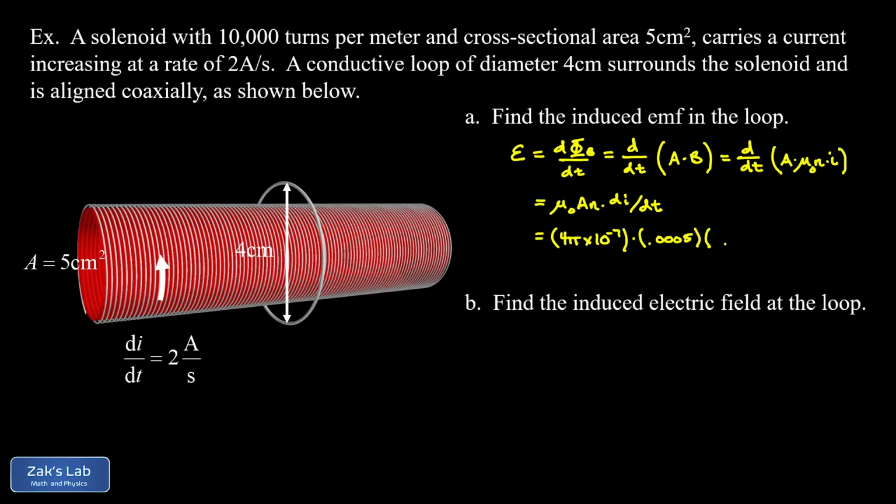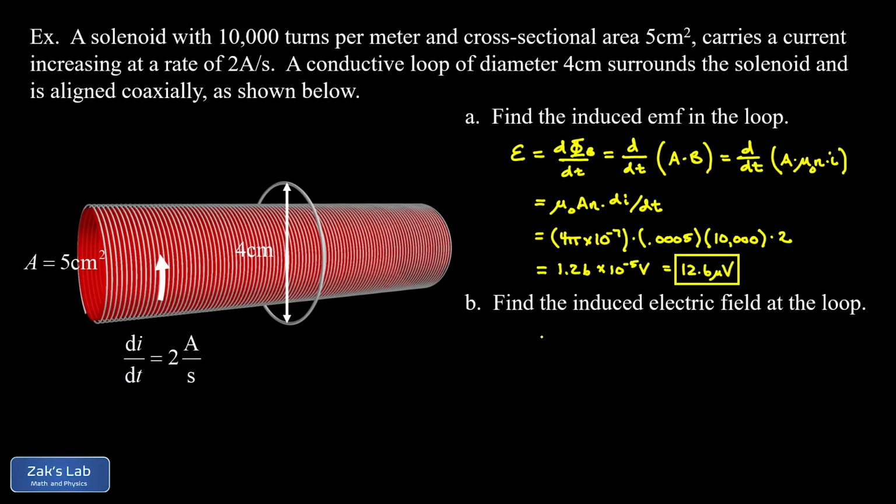We were told the little n, the turns per unit length, is 10,000. And finally, we were told the rate of change in the current is 2 amps per second. So we'll put a 2 in there. And to 3 significant digits, I get 1.26 times 10 to the negative 5th volts. And it might be more natural to express that as 12.6 microvolts.